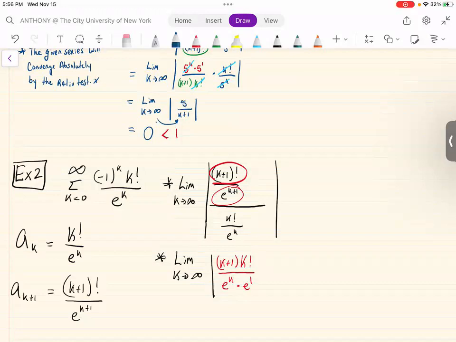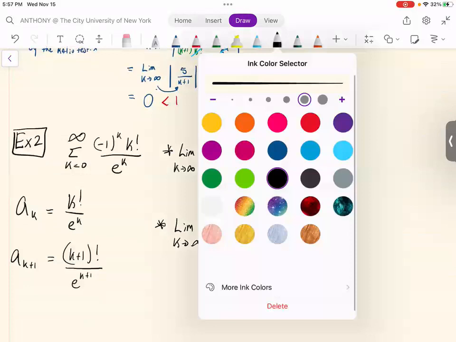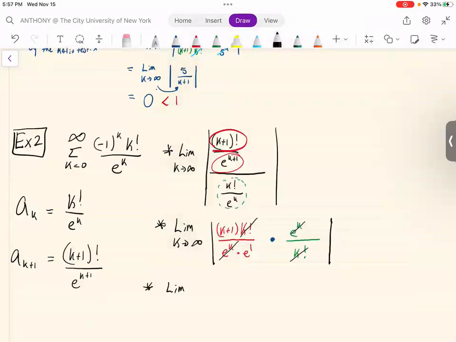I am going to now multiply that. So I'm changing division to multiplication. And I am going to take the flip of our denominator. So I'm going to flip this guy. So k factorial over e to the k is now going to be e to the k times k factorial. And we can simplify this. What would cancel out? We'll have the k factorials canceled, e to the k's are canceled, and you're going to get, oops, sorry, the limit as k approaches infinity of the absolute value of k plus 1 over e.